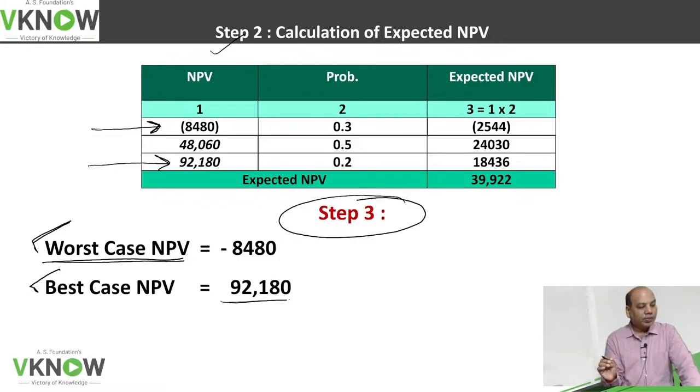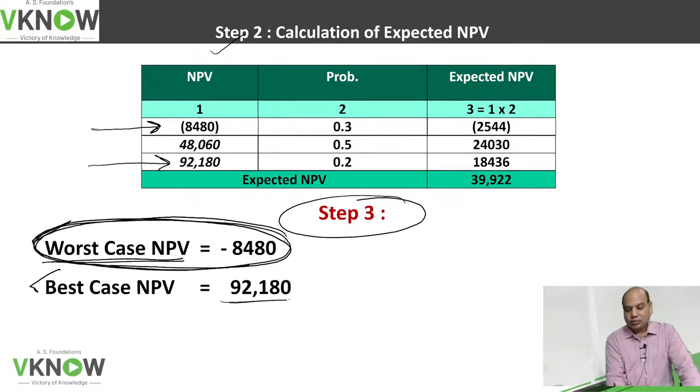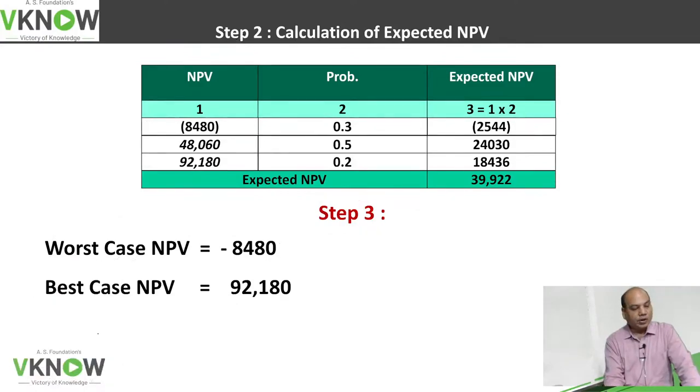Third answer, the probability of occurrence of worst case. What is the probability that you will get negative NPV of 8480 if cash flows are perfectly dependent over time and perfectly independent over time? If cash flows are perfectly dependent over time, it means if cash flow is low in 1 year, it will be low in each year. That is the meaning of dependent: if cash flows are low in 1 year, then in all other years it is bound to be low.